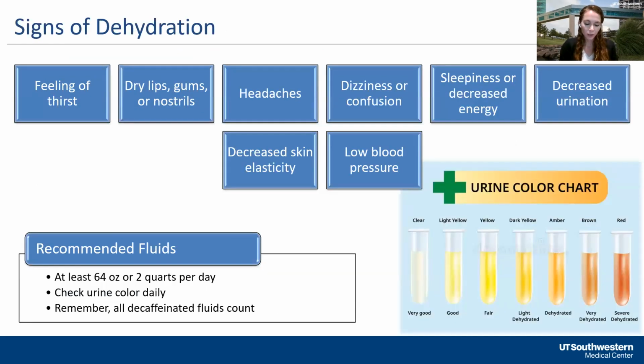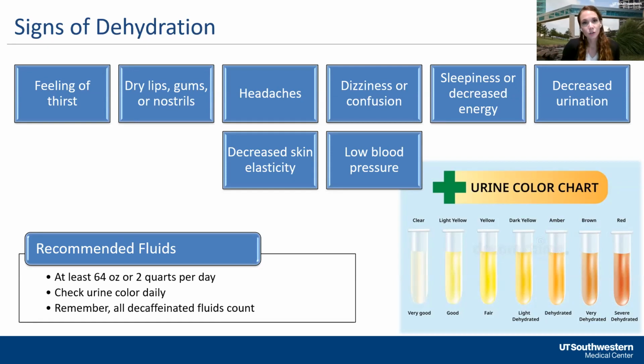Next, we'll cover a common sign and issue with AML treatment, and that can be dehydration. So here are a few signs of dehydration listed on this slide. Surprisingly, urine color can be a really good way to measure your hydration status. So ideally, urine color should be a light lemonade color. Make sure to keep track of that throughout the day.